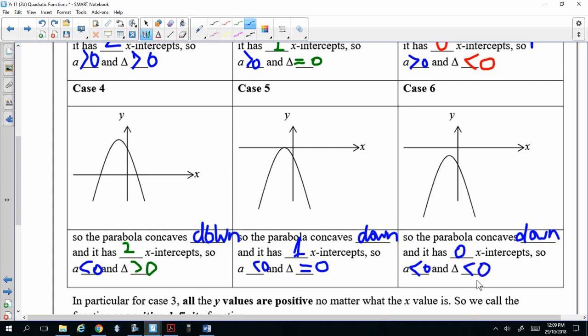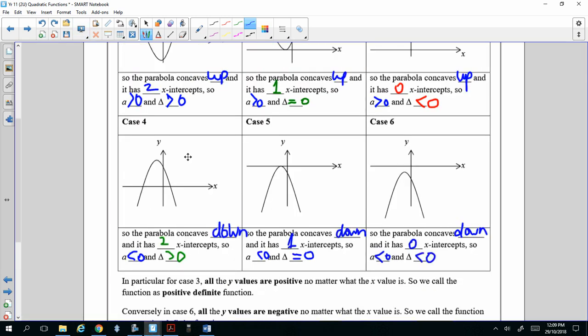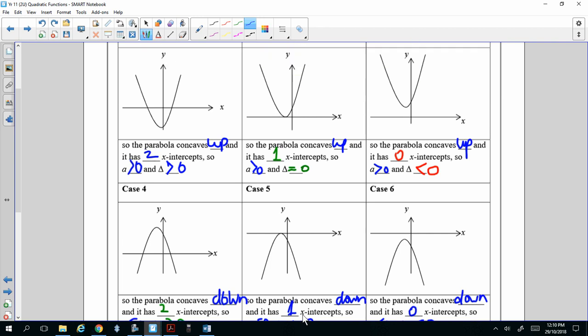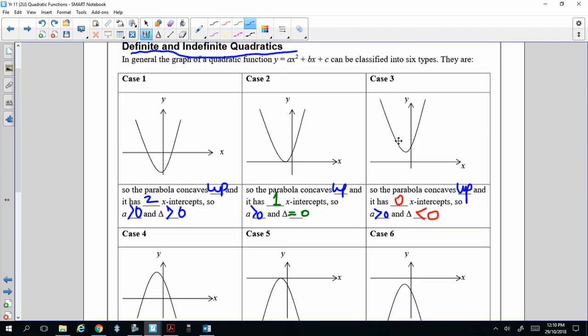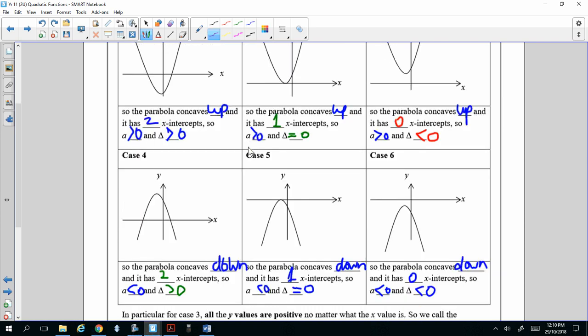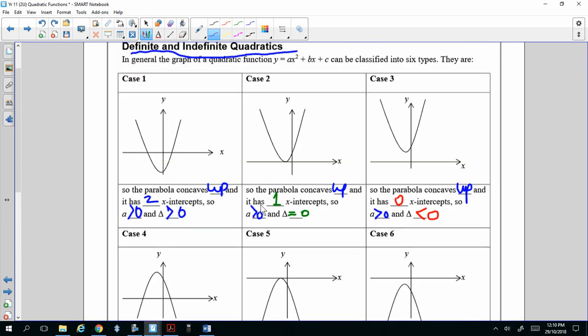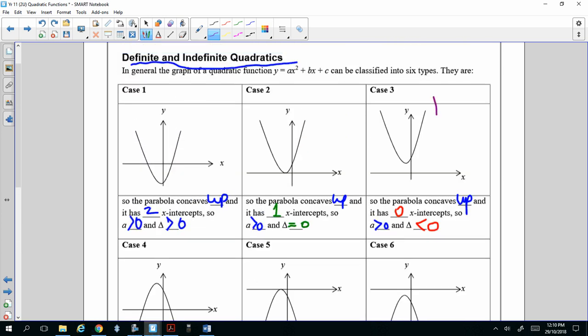Okay, done. So we'll fill this in, and we're going to say something about these parabolas. They have special names attached to them. In particular, for case 3, all the y values are positive. So can you see, in case 3, all the y values are positive. When all the y values are positive, we say the parabola is positive definite. That's what positive definite means: the parabola is completely above the x-axis. So write down positive definite.